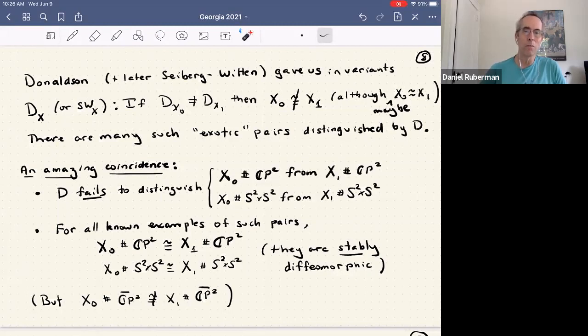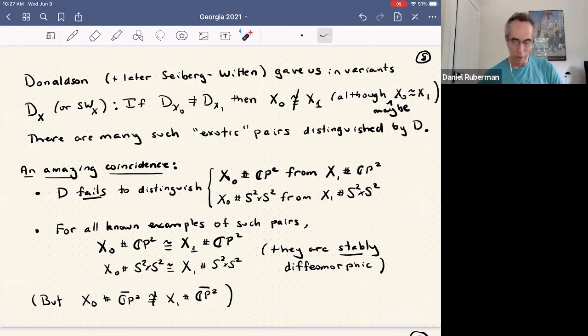So for all examples that I know, maybe others, I saw Bob Gompf here earlier, so maybe there's something if you want to correct my knowledge here. For all known examples, and I imagine there are still some interesting cases to explore, if you take a pair of manifolds distinguished by their Donaldson or Seiberg-Witten invariants, and you add CP2, then they become diffeomorphic, and likewise for adding S2 cross S2. So this instability of the invariant is reflected in the actual instability of their diffeomorphism classification.